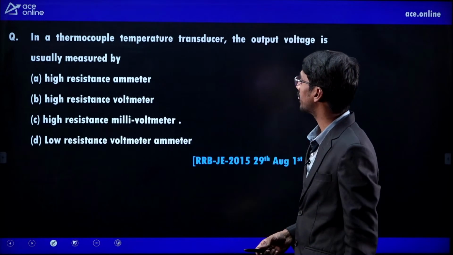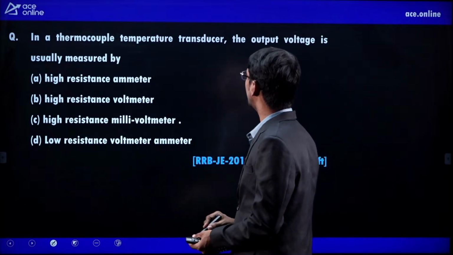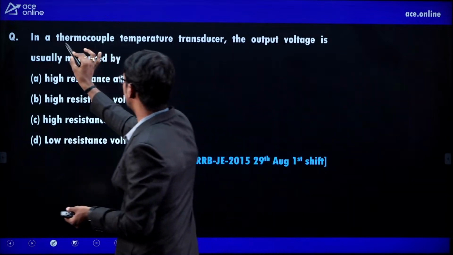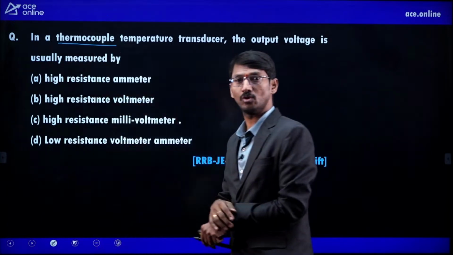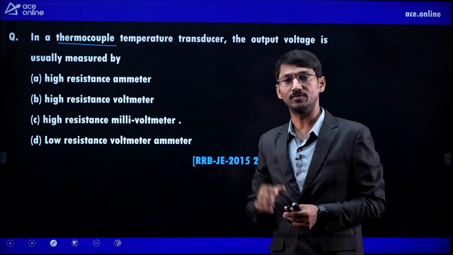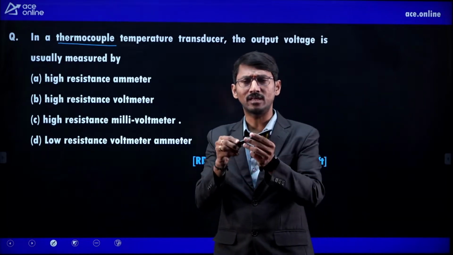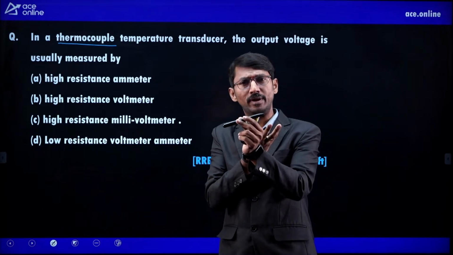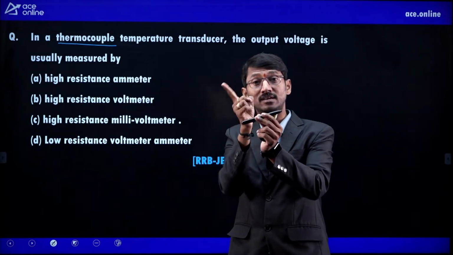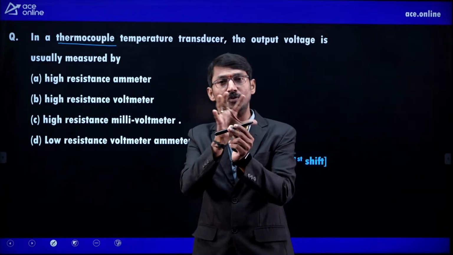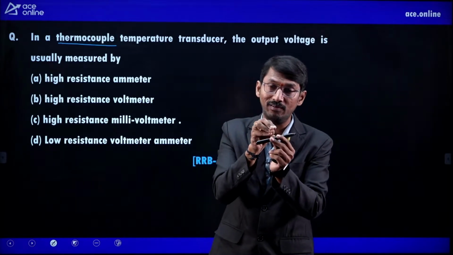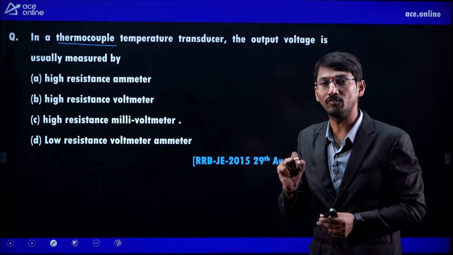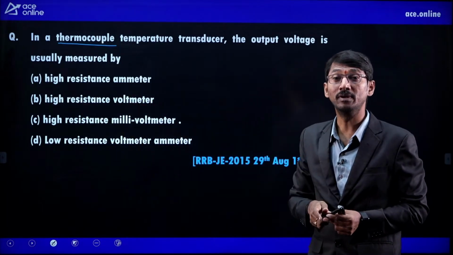Right, next one. In a thermocouple temperature transducer, the output voltage is usually measured by? In the thermocouple, there will be two junctions. The moment we give heat to one junction, a junction temperature difference will occur. Therefore, thermoelectric EMF will be developed and we can get the electrical output. But that electrical output will be a very small value, in the millivolt range.